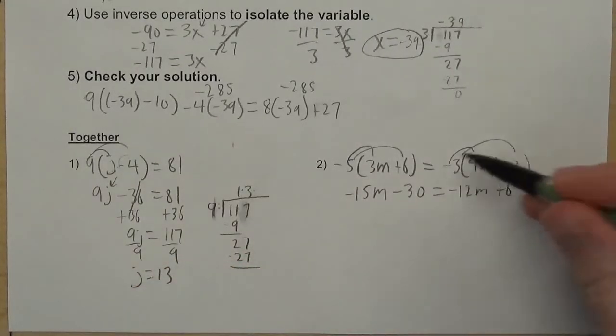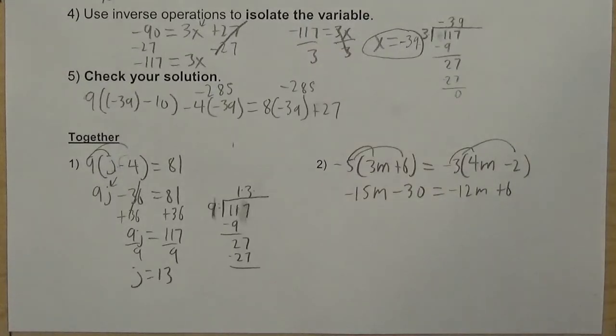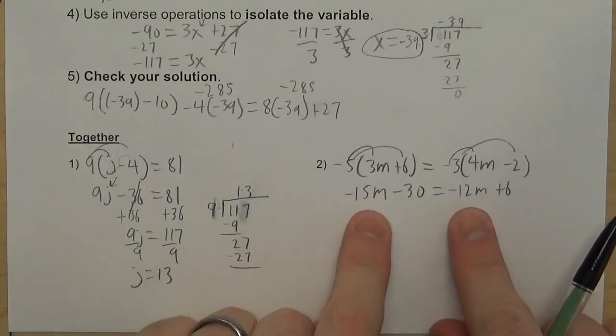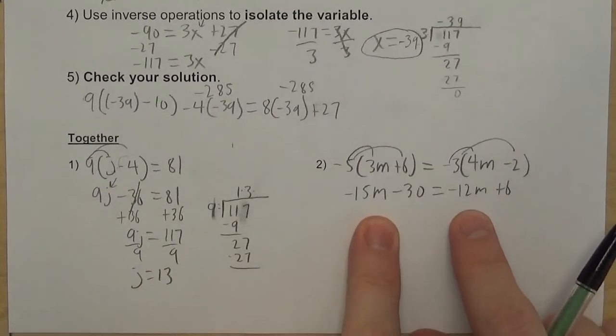And we can't combine across an equal sign. So we don't have to do step number 2. Step number 3, eliminate the variable on one side. We do have variables on both sides here. We got negative 15m and negative 12m. So we need to get rid of one of those two.